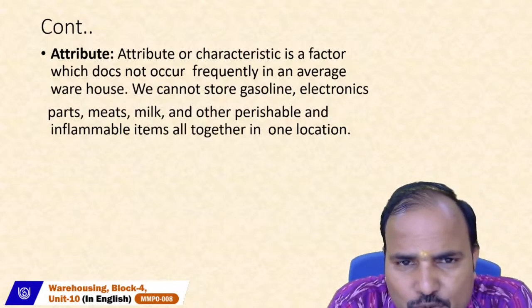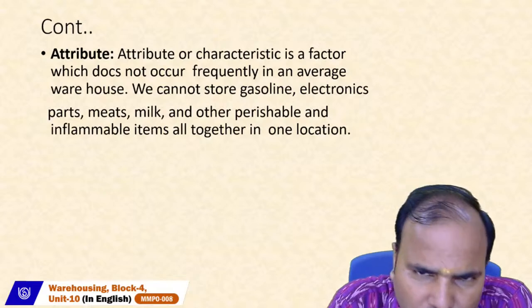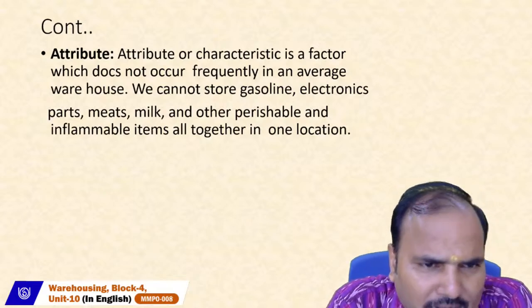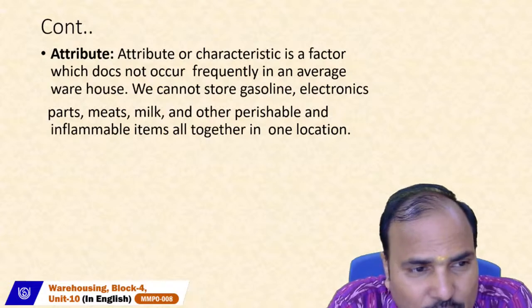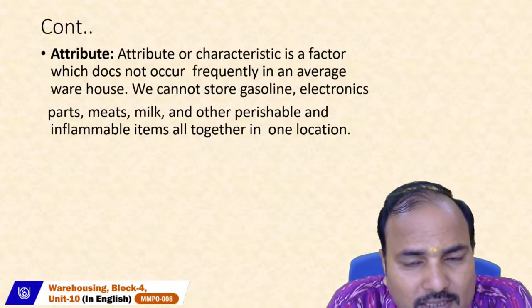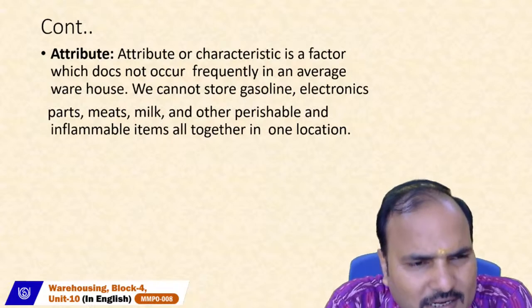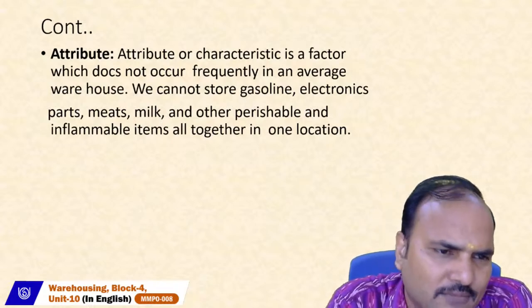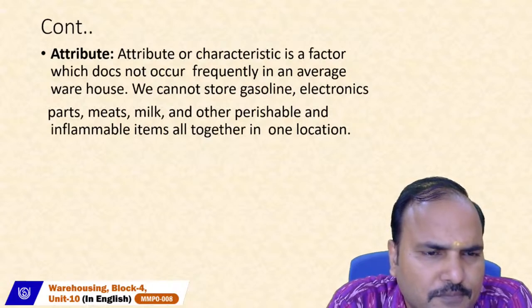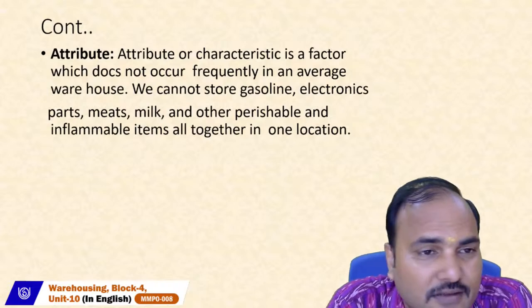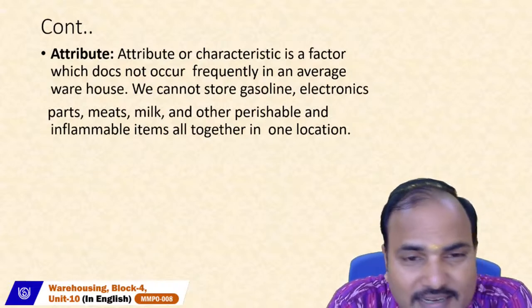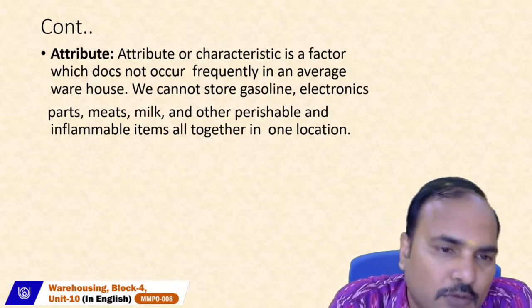So we cannot store gasoline, electronics parts, meats, milk, other perishable and inflammable items all together in one location. We cannot store them because there are some inflammable items. Every product attribute is not the same. We cannot treat all of this the same in the layout design either.